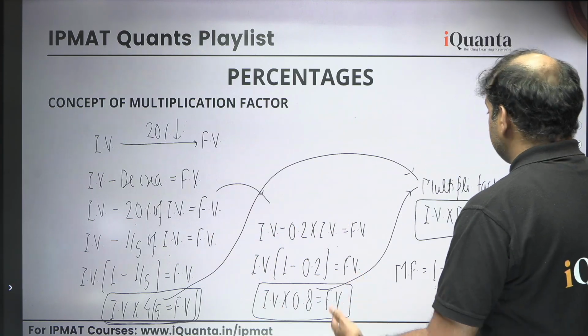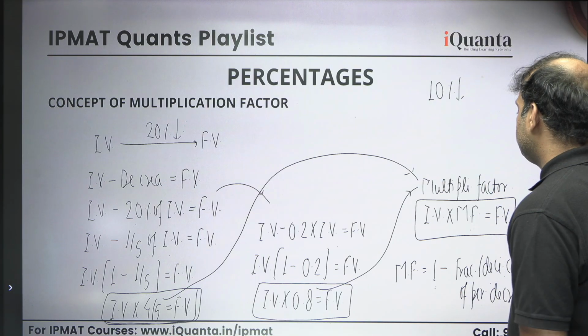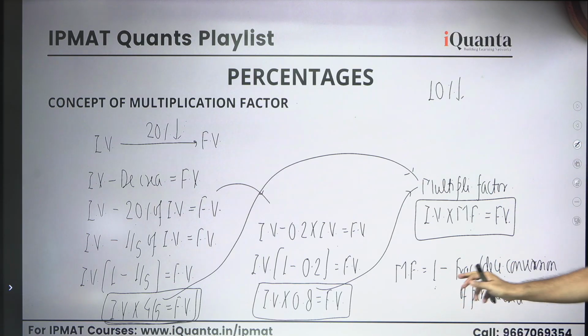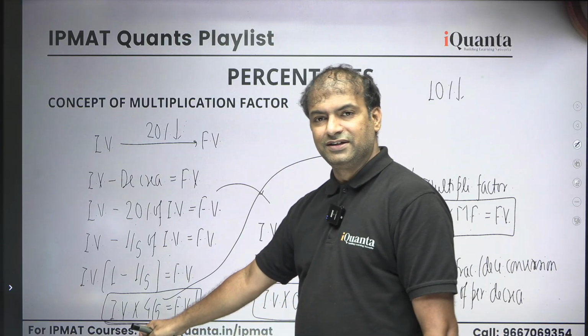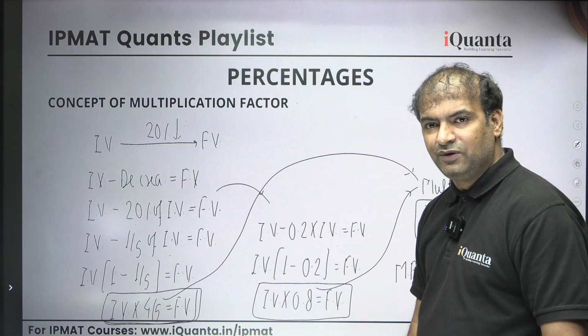Okay, now let's take another example. Suppose 10% is being decreased, right? So 10% in fraction is 1 by 10. 1 minus 1 by 10 is 9 by 10, simple, right? And in decimal, it will be 0.1. 1 minus 0.1 will be 0.9, very simple.